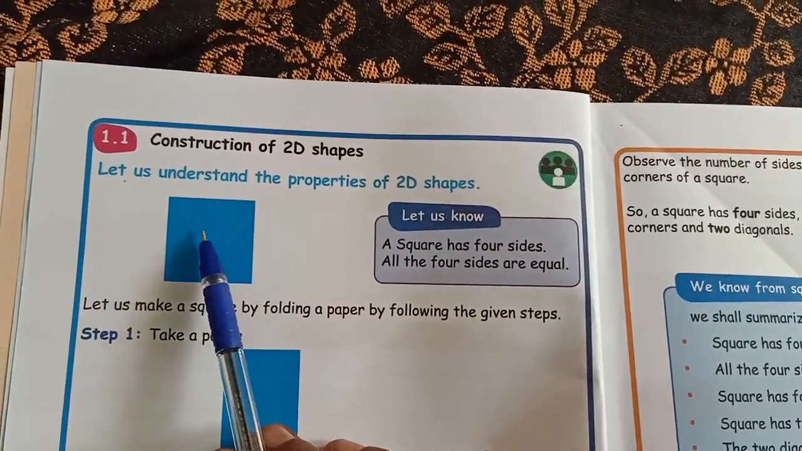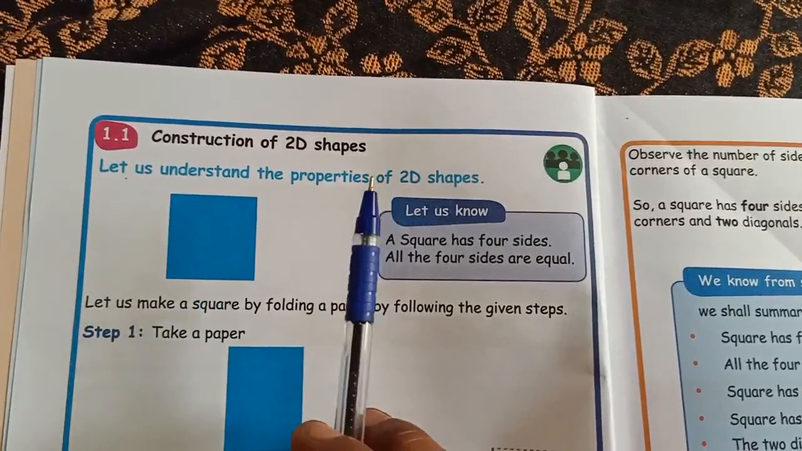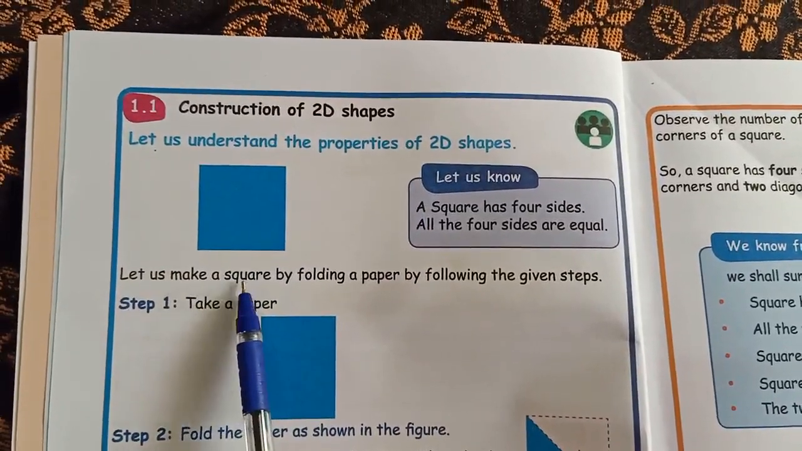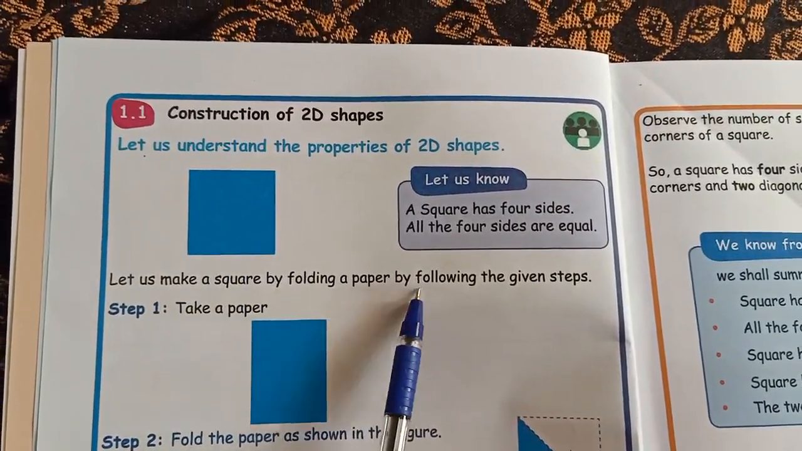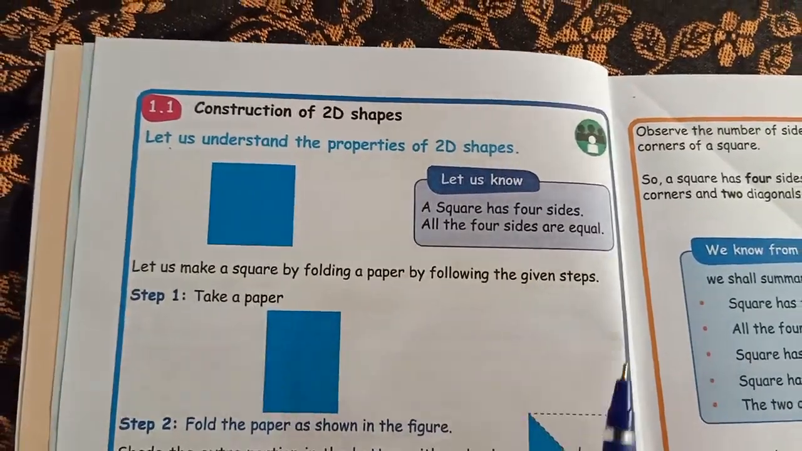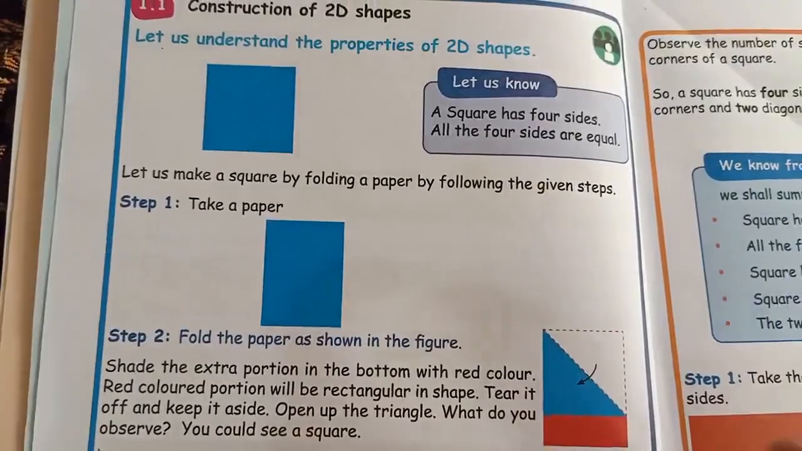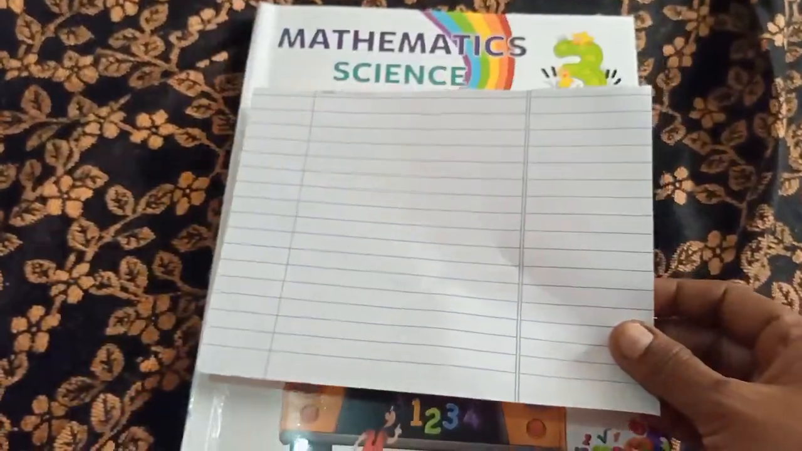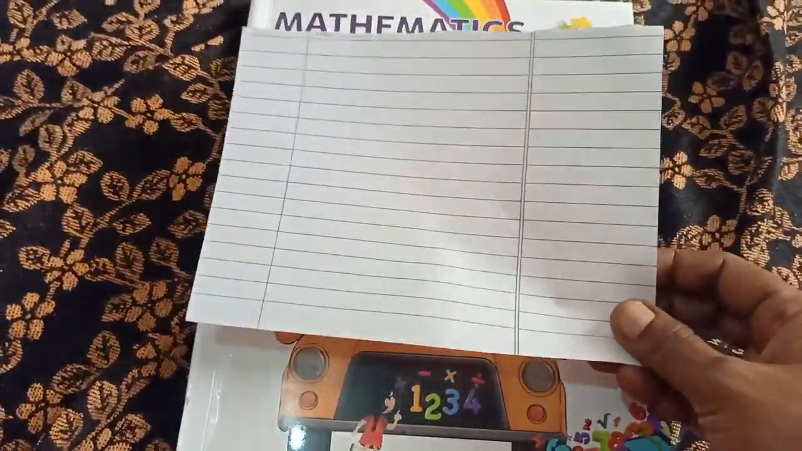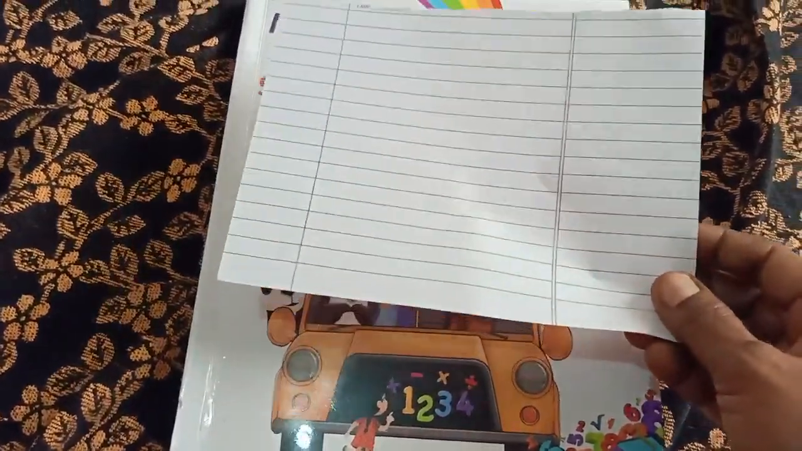These two properties mean that it is a square. Okay. Next one, let us make a square by folding a paper by following the given steps. Now let us make a square using one paper. Seema, take one paper. What is this shape? It looks like a rectangle. Using this rectangle paper, we will create one square shape.